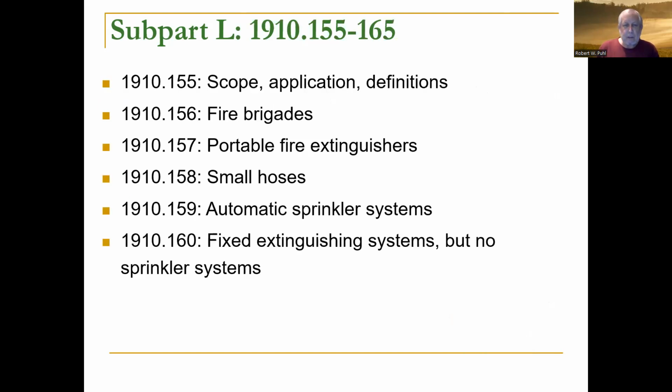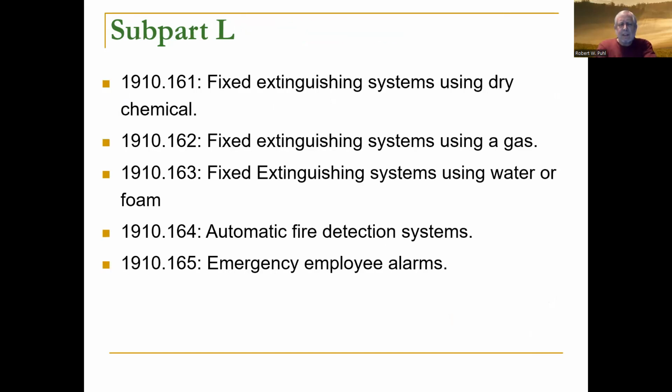What 155 is called is the scope, the application, and a whole bunch of definitions. 156 is fire brigades. 157, portable fire extinguishers. 158 is small hoses. 159, automatic sprinkler systems. 160, fixed extinguishing systems, but no sprinkler systems. 161, fixed extinguishing systems using dry chemical. 162, fixed extinguishing systems using a gas. 163, fixed extinguishing systems using water or foam. And 164, automatic fire detection systems.